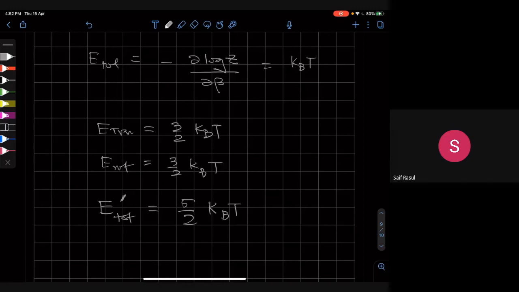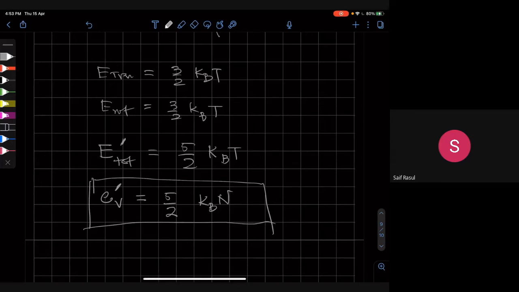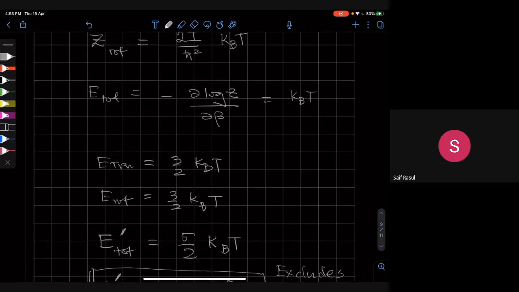And so if I now calculate the heat capacity for n particles, it's going to be 5/2 kB n. Okay, so let's put a prime here so that we know that it excludes vibration. So now we have just the vibration left. Okay. So for vibration, should the rotation be 3/2 since there are 2 degrees of freedom? No, half plus half is 1.